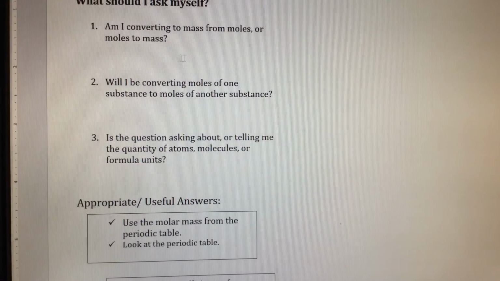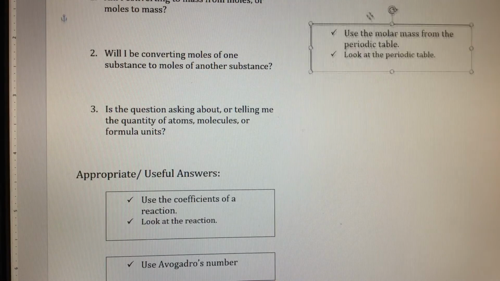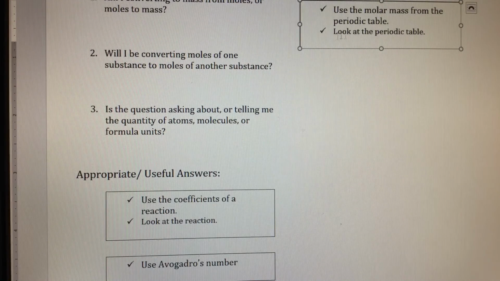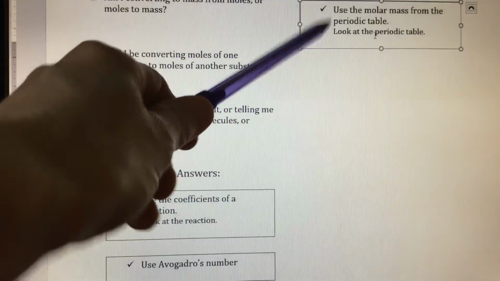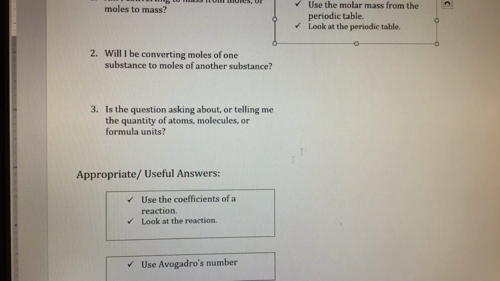So, what would you use if you're converting from mass to moles? Well, we know that we can find the molar mass of anything in the periodic table, so we would use the molar mass. We would have to look at the periodic table to find the molar mass. Let's move that a little bit closer there.